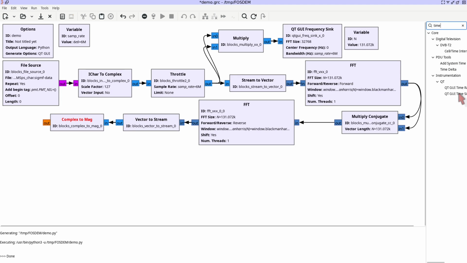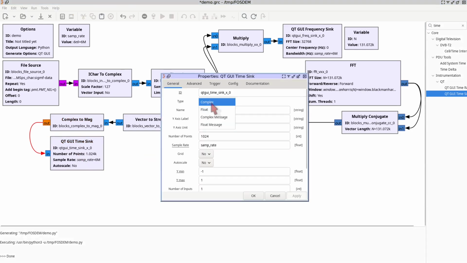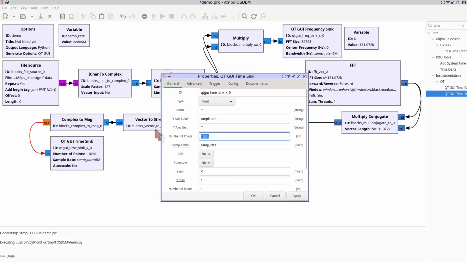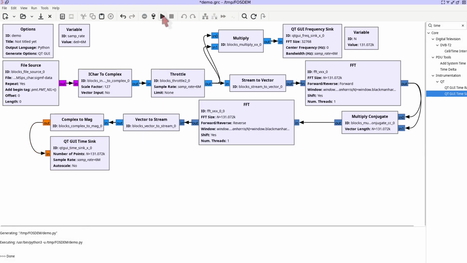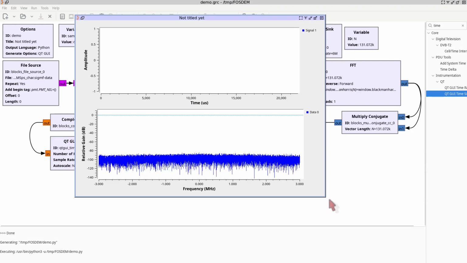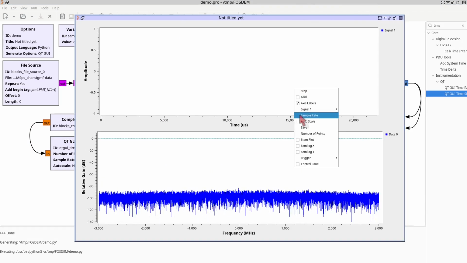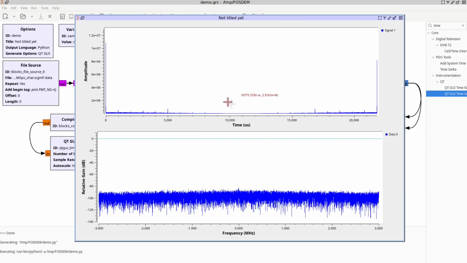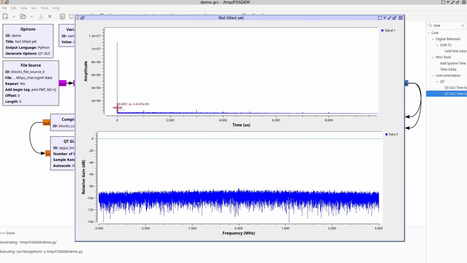So the time sink will be our oscilloscope, the time domain output, and this of course needs to be a real number with a length of n since we work with chunks of n data. If we play this flowchart and we autoscale over here, we're going to see the correlation repeat.